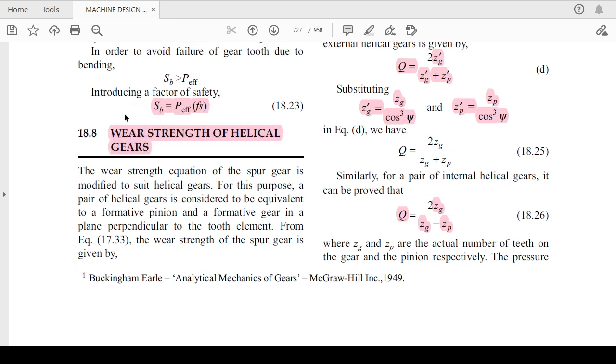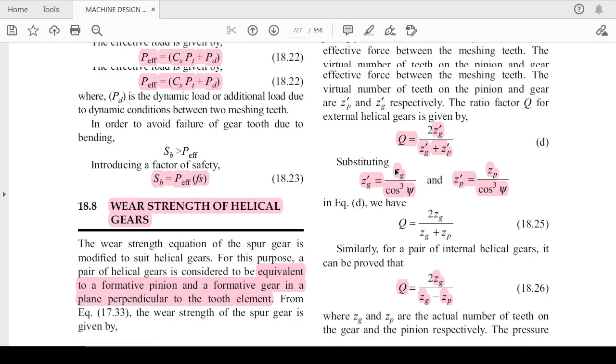The wear strength equation of helical gears can be calculated with the help of the wear strength equation of the spur gear, which is modified to suit the helical gears. For this purpose, the pair of helical gears is considered equivalent to a formative pinion and formative gear perpendicular to the plane of the tooth element, as we have seen in the beam strength, where we assumed the helical gear as a formative spur gear.